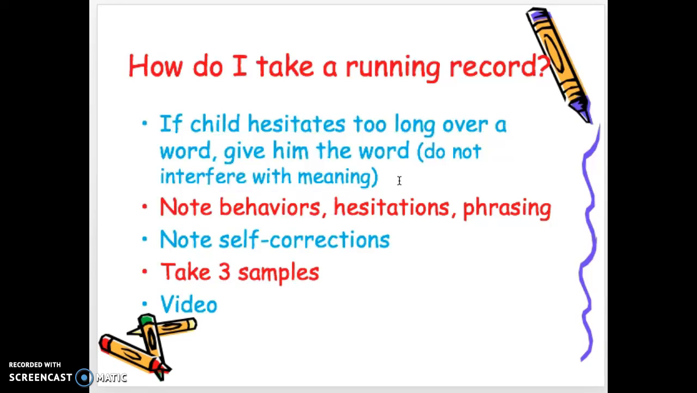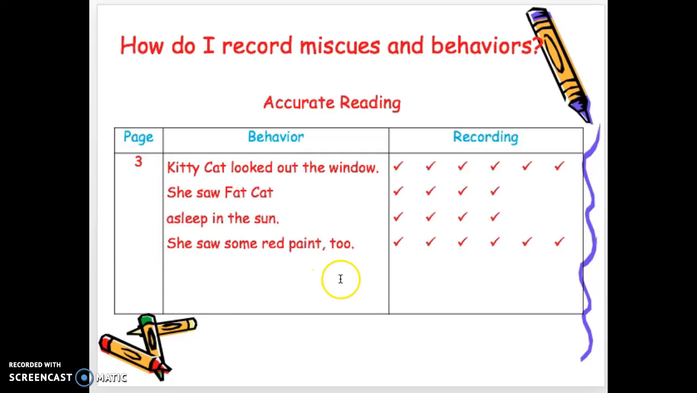If you're working with a very, very low-level reader, sometimes it's hard to get 3 samples because the child is just not able to read that much, and it takes a really long time. So you can video, or what I would recommend perhaps is to audio record. While you're recording and watching the child, you can note behaviors, and then later you can listen to that recording and get a sense of the words. So when you're having to mark the words, as we'll look at on this page.